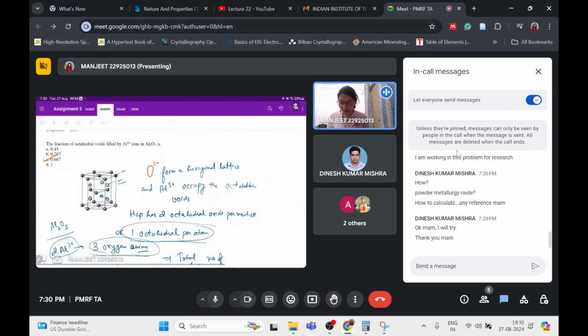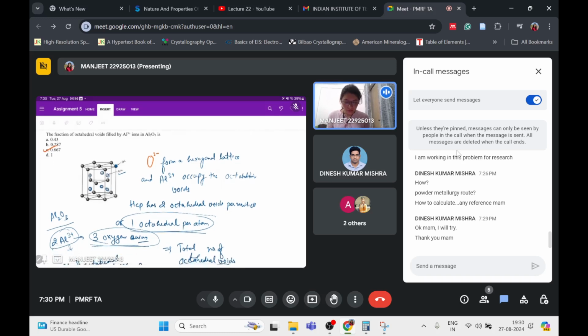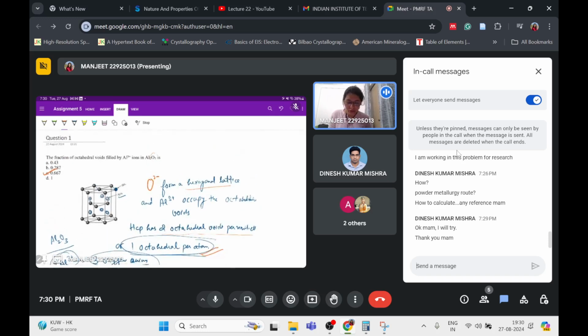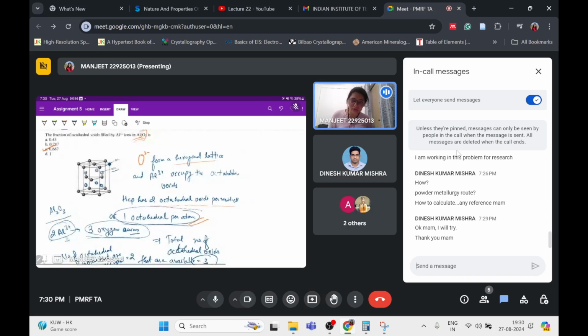In the first question, it asks for the fraction of the octahedral voids filled by the aluminium 3+ ion in alumina. We know that in alumina the O2- ions occupy the hexagonal lattice, and Al3+ occupies the octahedral voids. Each HCP has 2 octahedral voids per unit cell, or 1 octahedral void per atom. So for 3 oxygen ions we have 3 octahedral voids available, but by stoichiometry only 2 aluminium ions occupy them. So 2 octahedral voids will be filled.